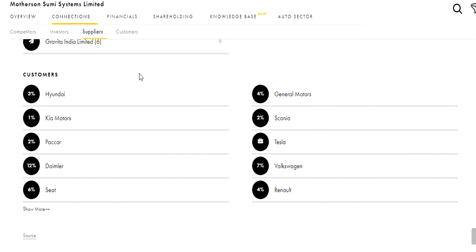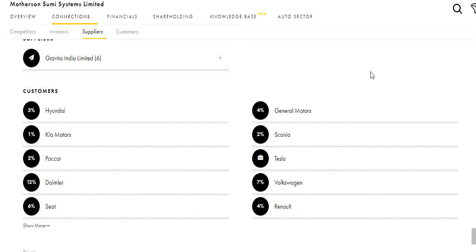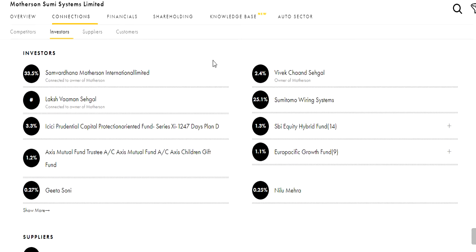You can see Motherson Sumi has so many customers. You can see Honda, Kia Motors, and then Daimler, that means Benz. And the remaining interesting thing is Tesla also, guys. It is giving parts to Tesla also. So this is one of the interesting sites I found to do fundamental analysis.